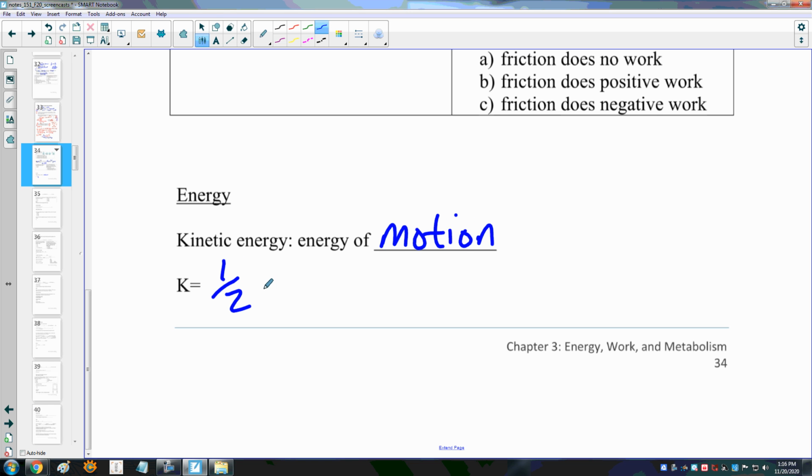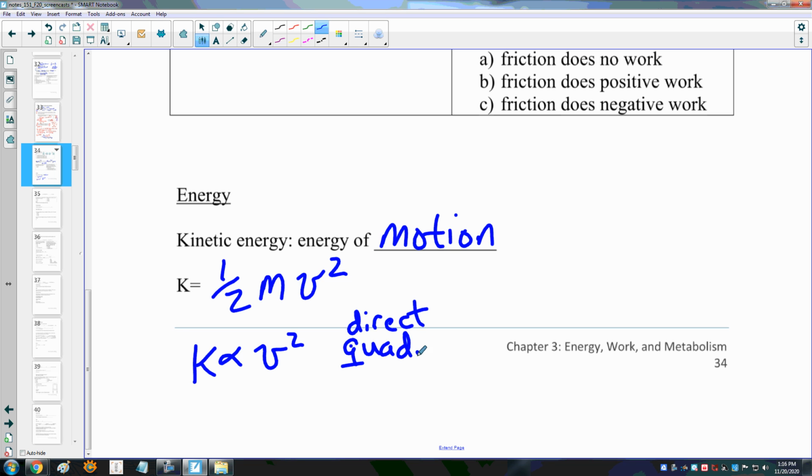Something that you need to know is that the kinetic energy is proportional to the mass of the object, and it's proportional to the velocity squared, or the speed squared. This is called a quadratic relationship. K is proportional to v squared. It's a direct quadratic relationship. Direct in the sense that if v goes up, k goes up, and quadratic in the sense that if v goes up, k goes up a lot more.